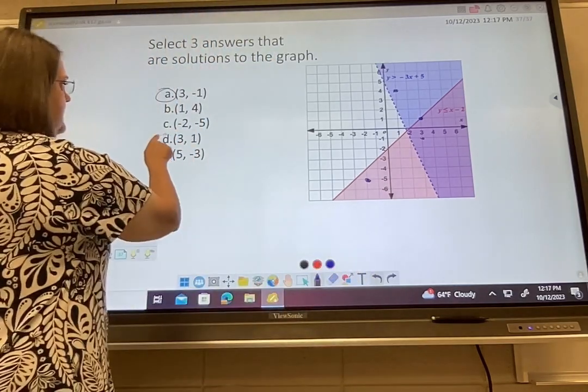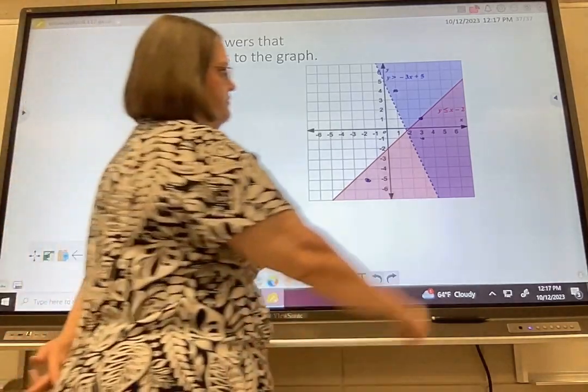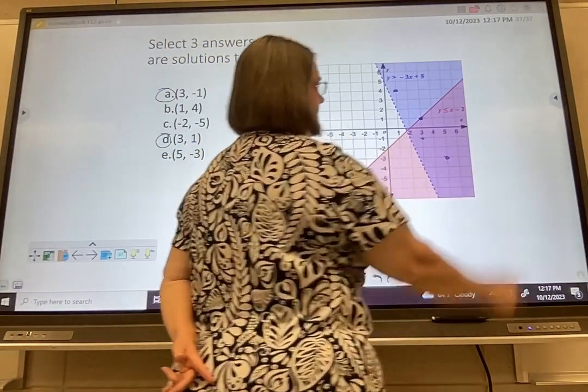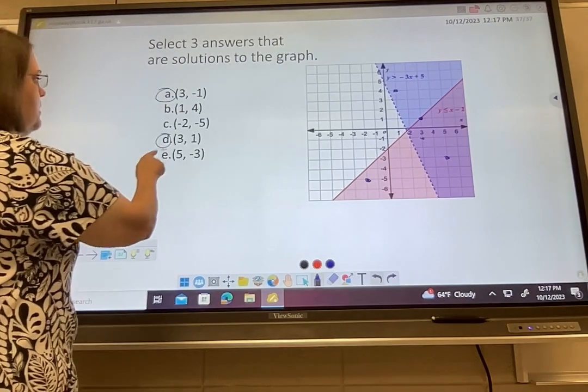So that is an answer. And then 5, negative 3. 5, negative 3 is here. It's in the double shaded region. It's part of the answer.